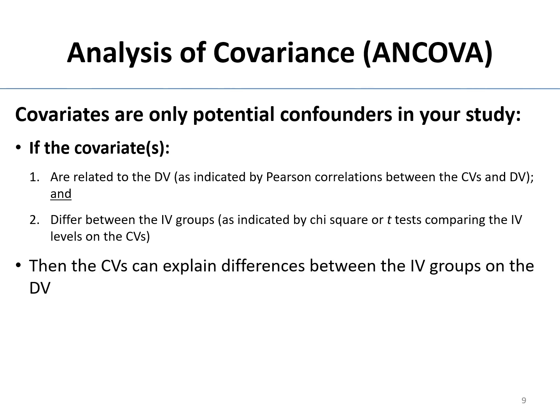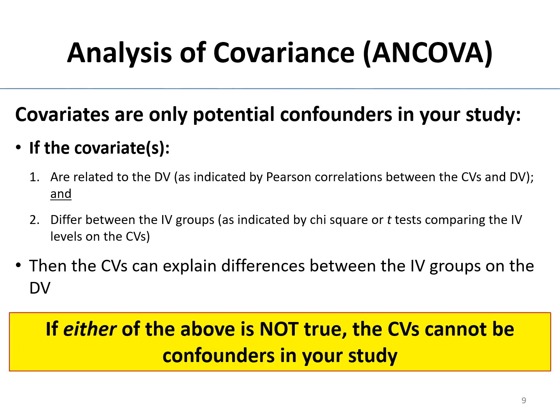If those two things are true, then that covariate can explain differences between the independent variable groups on the dependent variable. It's like caring parents in the driver's ed and teen crash rates thing. If it doesn't meet both those criteria, it cannot be a confounder. You can still adjust for it. So again, just to emphasize it, because this can help you during your dissertation defense, if either of the above is not true, then the covariates cannot be confounders in your study. So hair color may differ between the groups, but if hair color is not related to self-esteem or whatever your outcome variable is in your study, hair color cannot be a confounder.